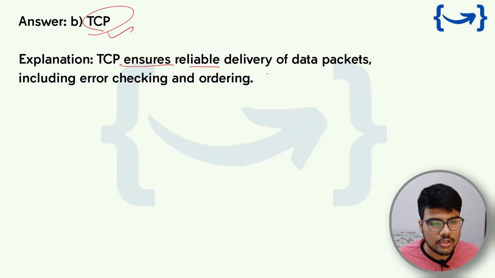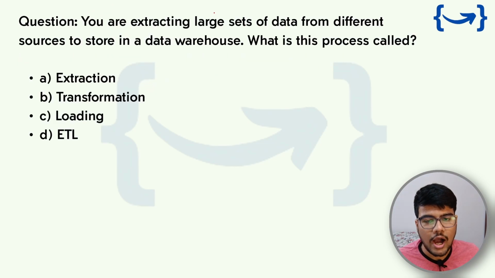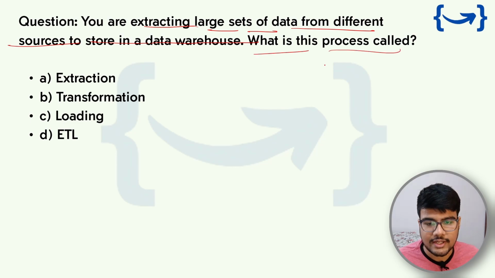So TCP ensures reliable delivery of packets, including error checking and ordering. Great. You are extracting large sets of data from different sources to store in a data warehouse. What is the process called?